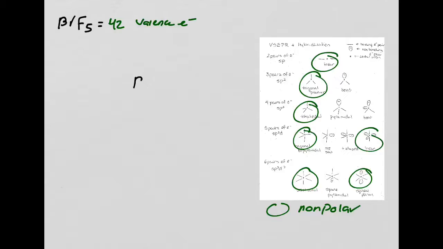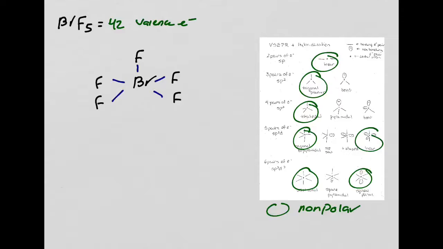I'm going to put Br in the middle, and I'm going to have 5 F around it. At the beginning, it doesn't really matter what the geometry is or how you put it. Just put them around it, and then after that, you can figure out the geometry and see how it's supposed to be.